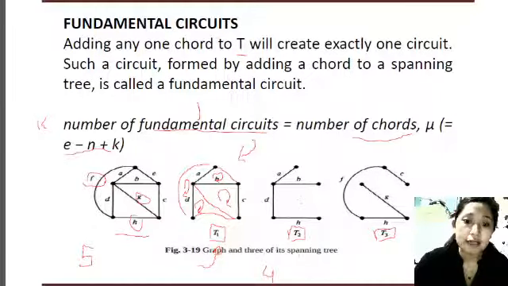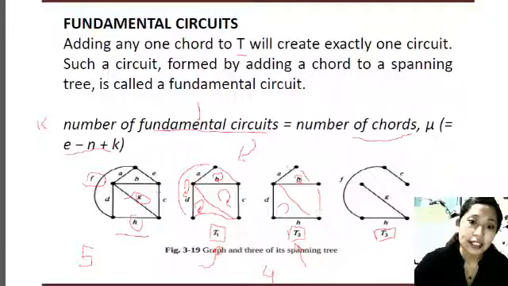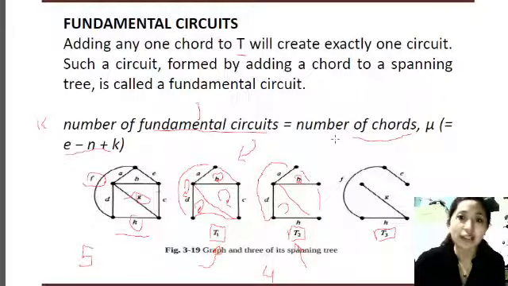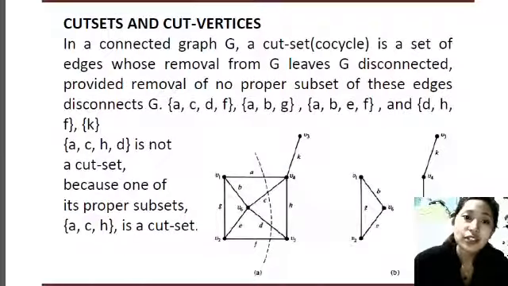Similarly, if you take the spanning tree T2, then each chord is going to give you one cycle. This is one cycle. Taking another chord, you will get the next cycle. Taking the third chord, you will get the next cycle, and taking the fourth chord, you will get the next cycle. So the number of fundamental circuits that you get here is also 4, because we have 4 chords. In all possible spanning trees, you are going to get 4 chords or 4 fundamental circuits.